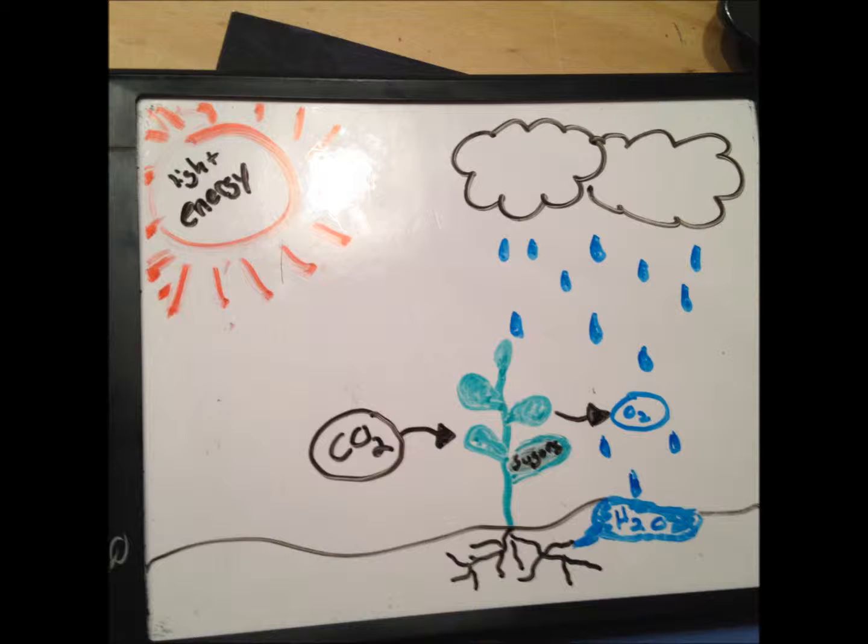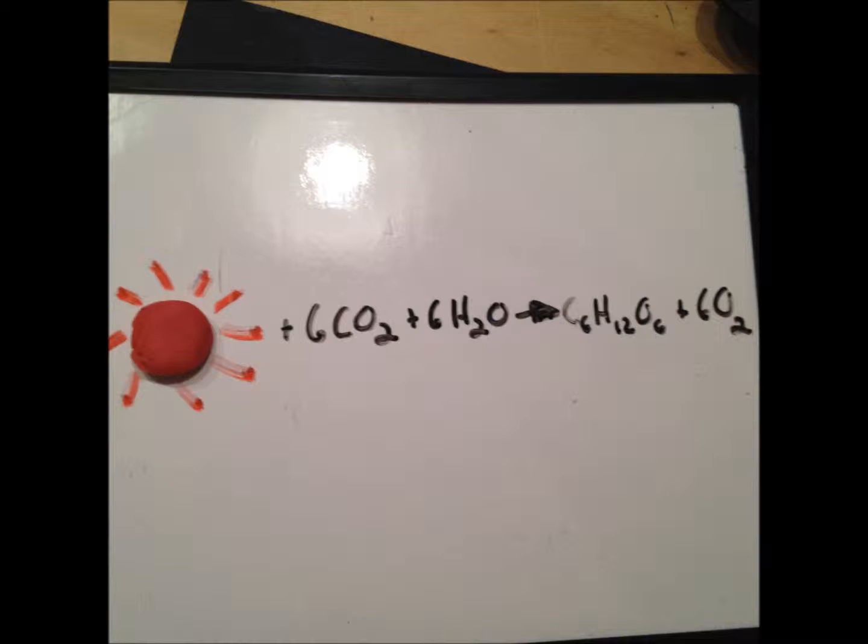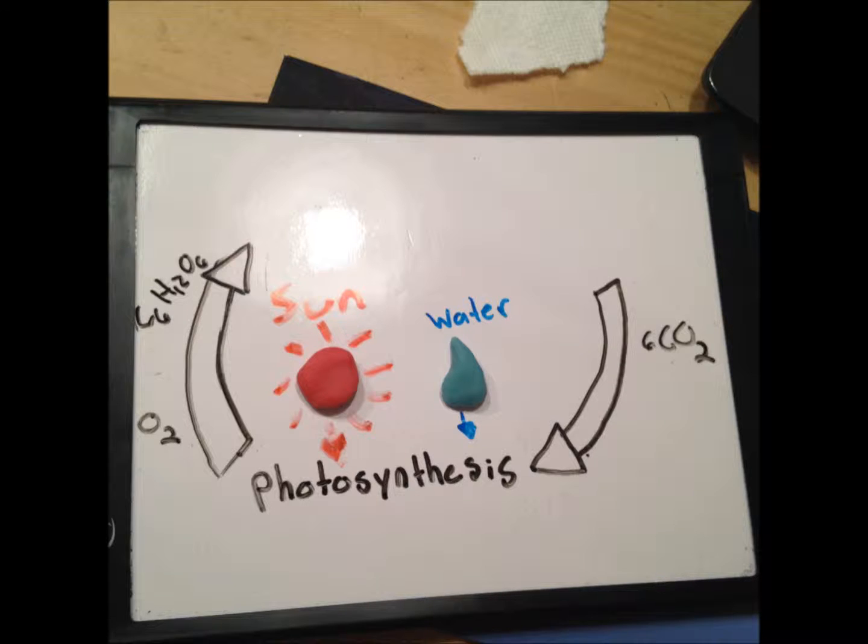The chemical equation for this photosynthesis process is 6CO2, or carbon dioxide, plus 6H2O, or water, yields C6H12O6, which is glucose, plus 6O2, which is oxygen. Photosynthesis uses carbon dioxide that you breathe out along with sunshine and water to create sugars and expel oxygen.